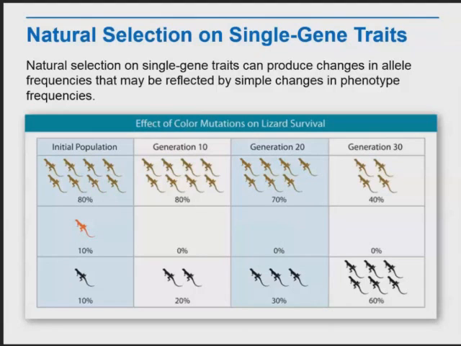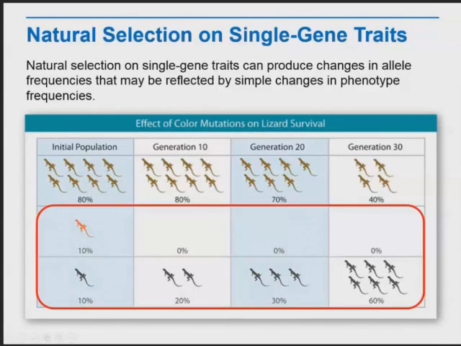Imagine, for example, that a population of brown lizards experiences mutation in a gene that determines body color. The mutation produces red and black forms as shown in the table. So what happens to the allele and phenotype frequencies? Well, if red lizards are more visible to predators, they might be less likely to survive and reproduce. Therefore, the allele for red coloring might not become common.